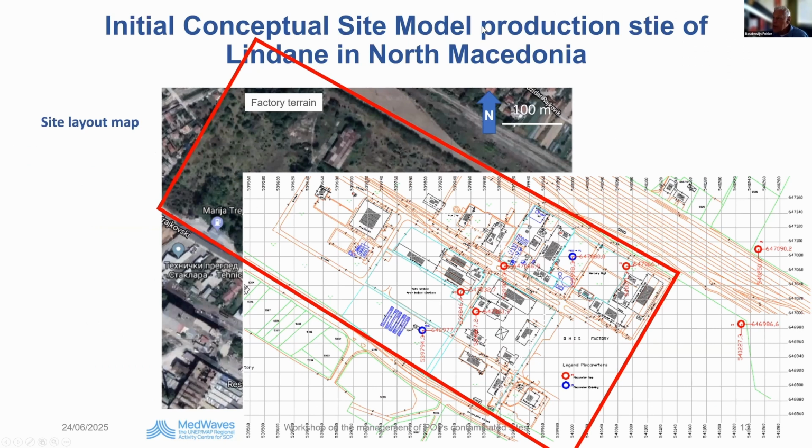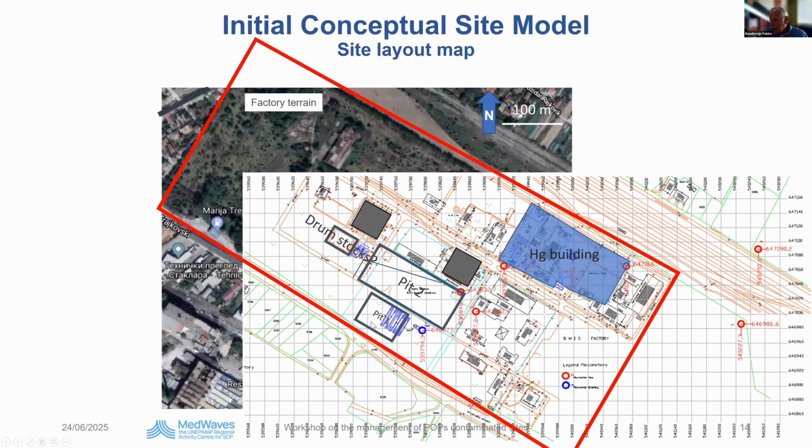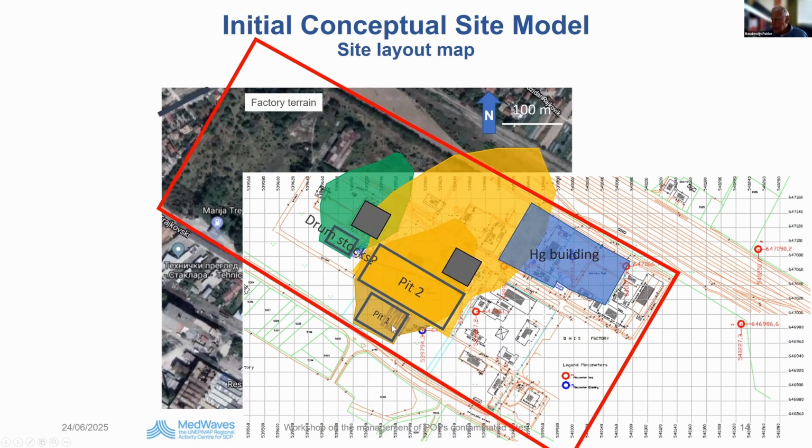This is an initial conceptual site model of a production site of the Lindane in North Macedonia. And this is far more complicated. The red lines is my survey area. This is the understanding, and the main sources of contamination were here, a stock of drums, and here pits with waste from the production of Lindane. And this was an electrolysis plant where we suspect mercury contamination.